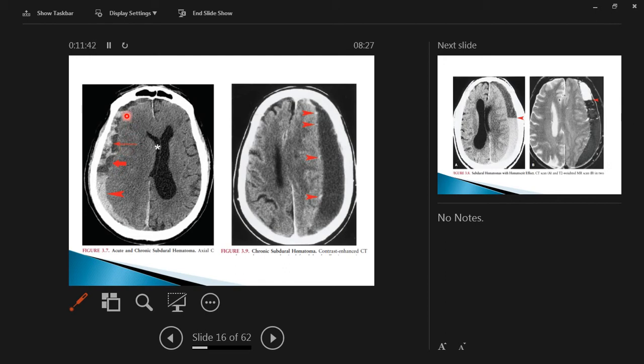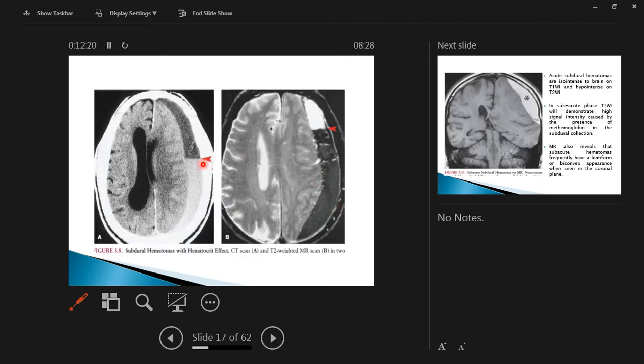There's heterogeneity, including active bleeding into a clotted blood. This is the heterogeneity with mass effect and displacement or shift of the midline. On this picture, this is a chronic subdural hematoma, as the collection is hypodense.